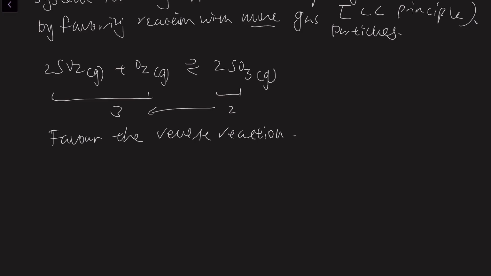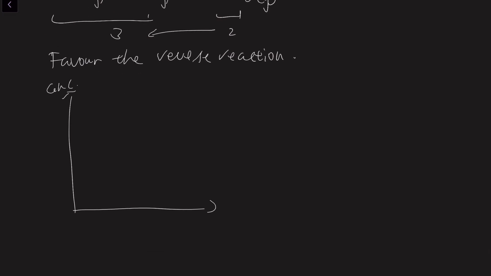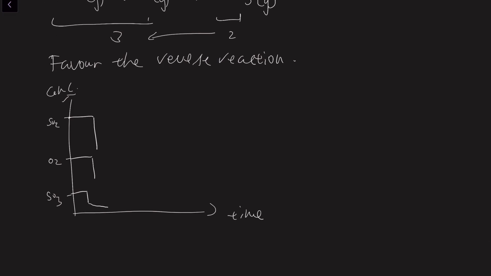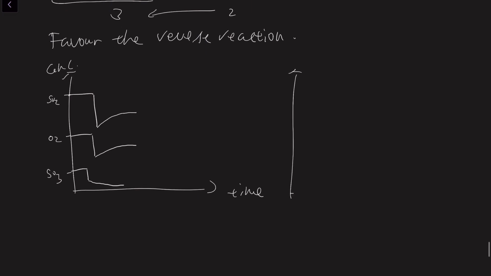Now let's look at the concentration time graph. Initially we are at equilibrium, so we have 0 gradient. We are doubling the volume, so we are halving the concentration. This one reduced to half, this one reduced, this one reduced. Note the magnitude is different. We are favoring the reverse reaction. So we are using up SO3. And we are producing more of O2 and SO2. So this is what this should look like.